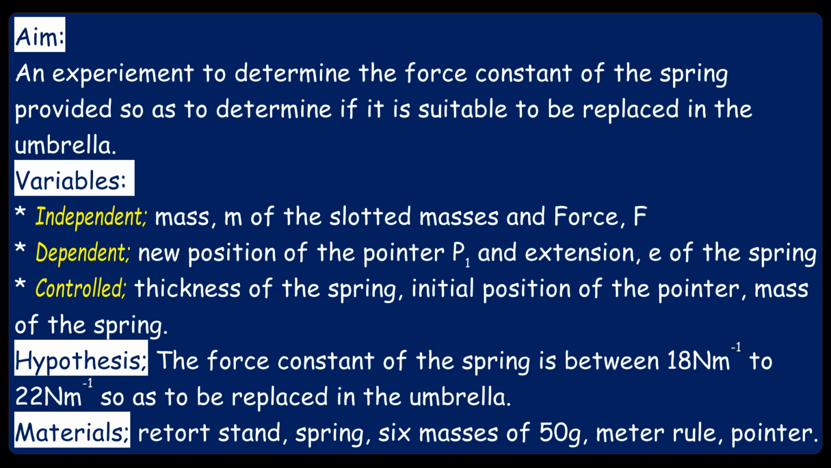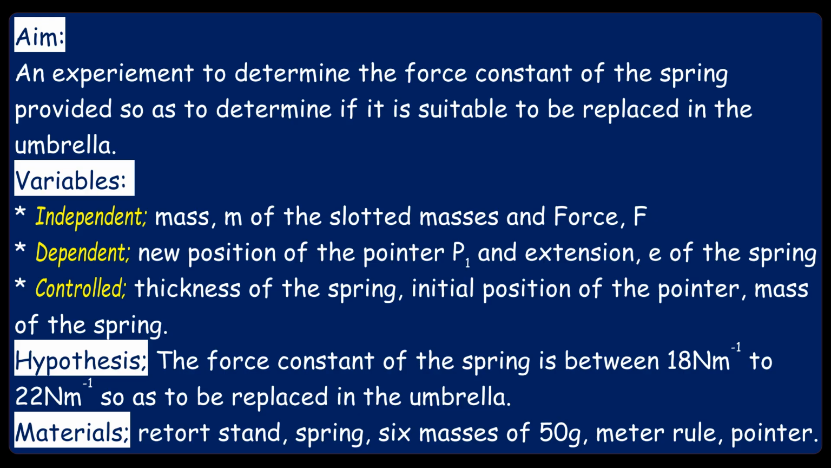Move on to the hypothesis. Hypothesis, this is the prediction for our experiment, and our prediction, we are saying the force constant of the spring is between 18 Newton per meter to 22 Newton per meter, so as to be replaced in the umbrella. And then we have got materials. We have the retort stand, the spring, the 6 masses of 50 grams, meter rule, and the pointer.